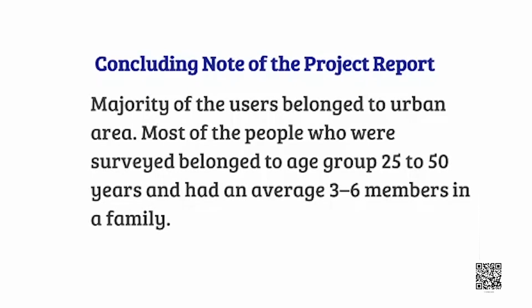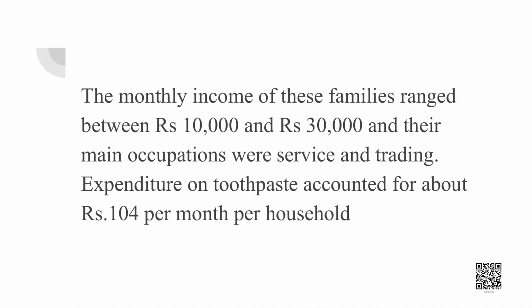Let us discuss the concluding note of the project report. So, we have that majority of the users belong to the urban areas, and most of them were belonging to the age group between 25 to 50 and had an average of 3 to 6 members in a family. Then the monthly family income of these families ranged between 10,000 to 30,000 and their main occupation was service and trading. Expenditure on toothpaste was 104 rupees per household per month.